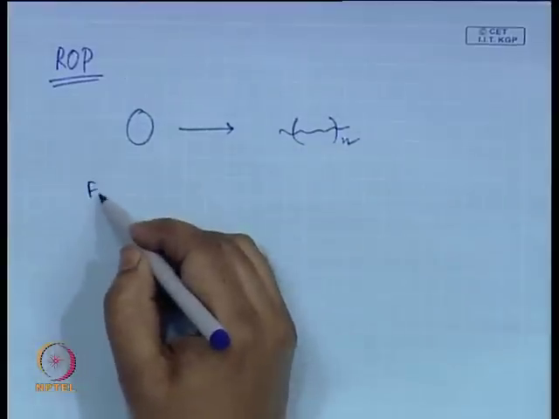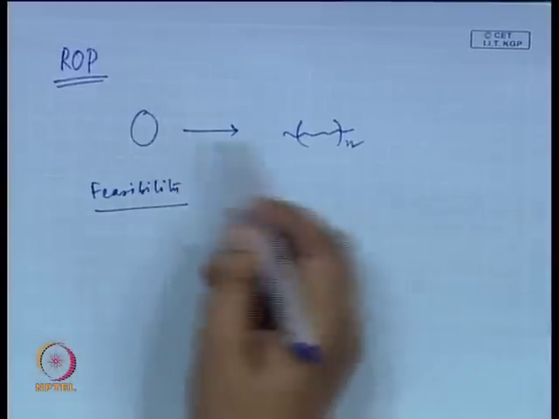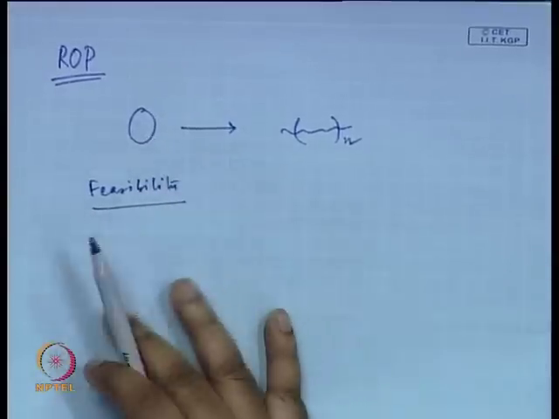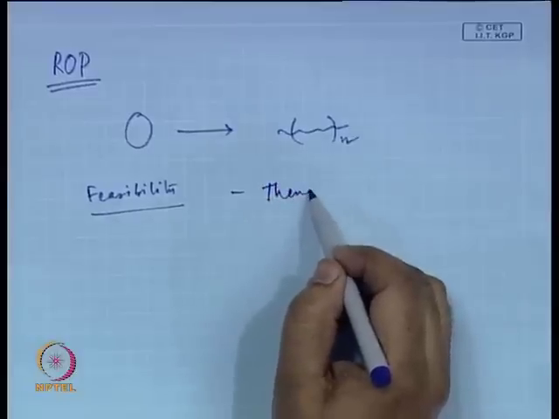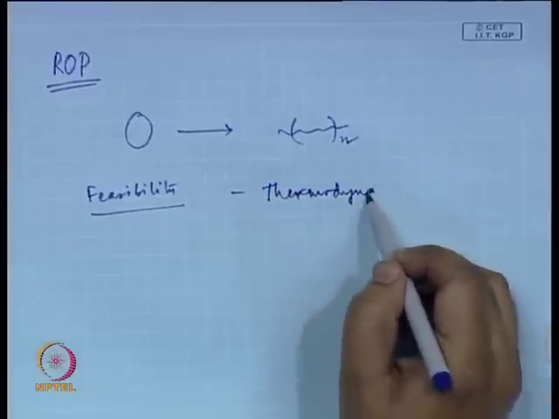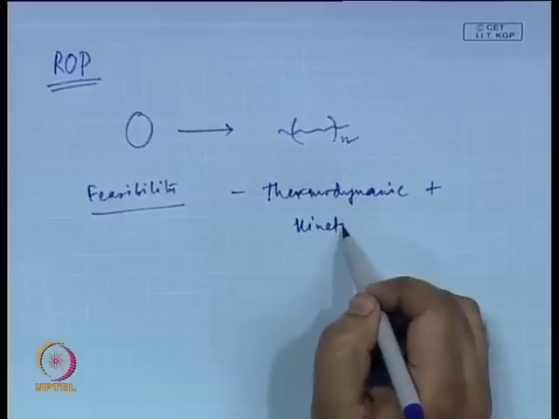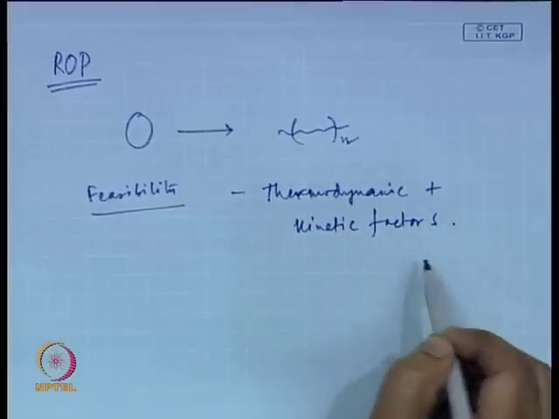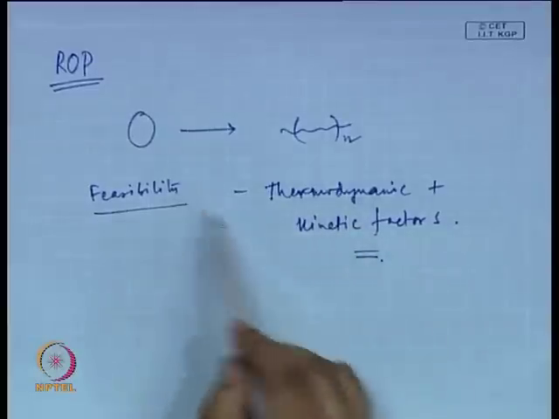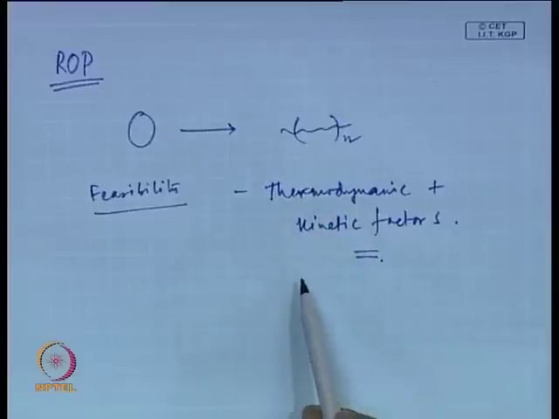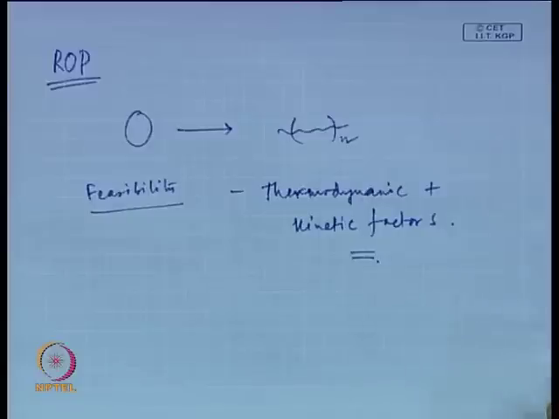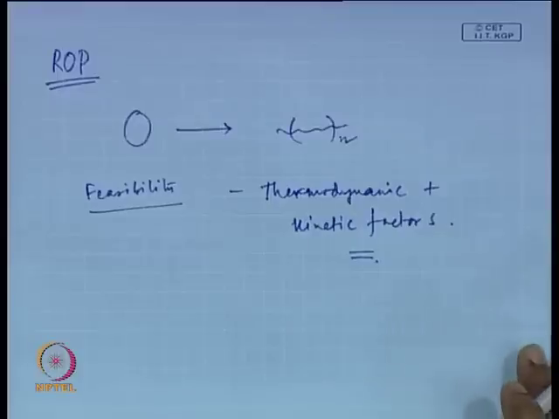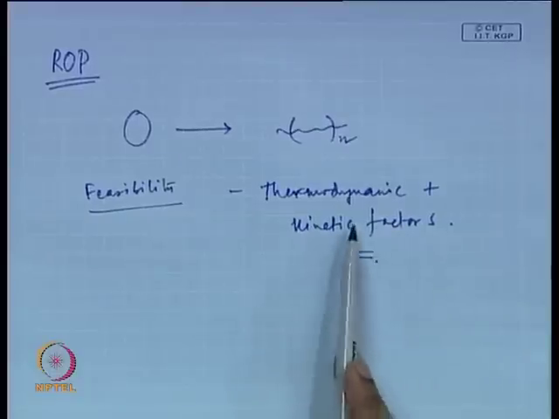Now, the feasibility of this polymerization, from a cyclic monomer to a linear product, like all other reactions, depends on both thermodynamic plus kinetic factors. We have discussed the thermodynamic factor earlier, while discussing cyclics formation in step growth polymerization, if you can recollect from about the 4th or 5th or 6th lecture, where we talked about the tendency of cyclic ring formation in step growth polymerization. The same logic applies here about the thermodynamic factor.